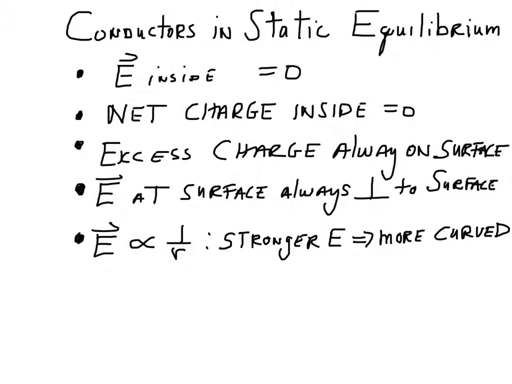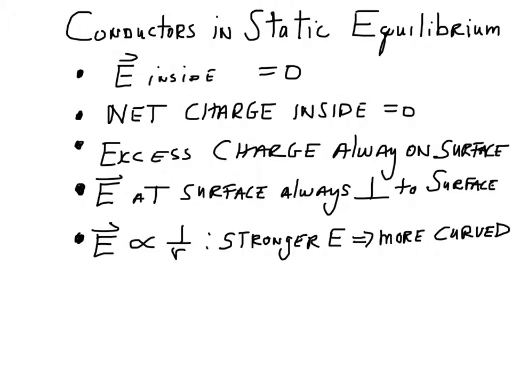So inside a conductor, the electric field has to be 0. That implies that if we put any net charge inside a conductor, it's going to all go to the surface. So the net charge inside a conductor has to be 0 if the field is 0. And that means that any excess charge put on a conductor always resides on the surface. It doesn't mean that there's no charge inside, but that the net charge inside is 0. The electric field at the surface, where the excess charge is, will always leave the surface perpendicular to the surface.